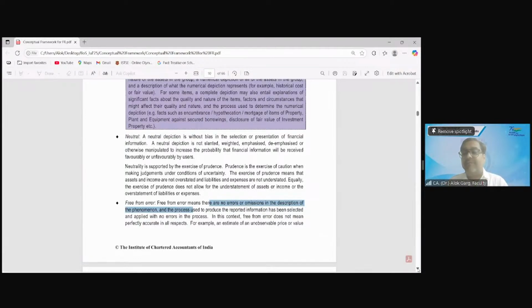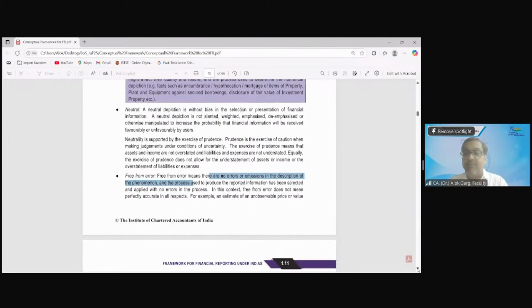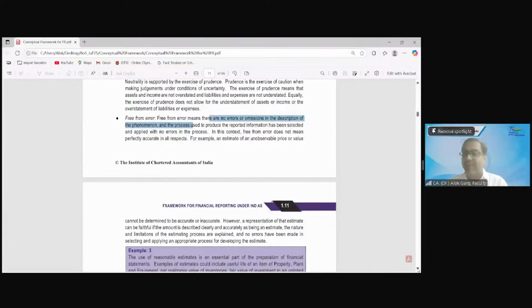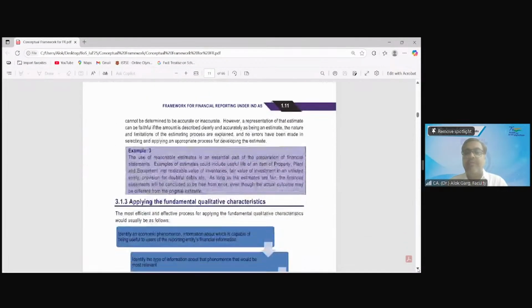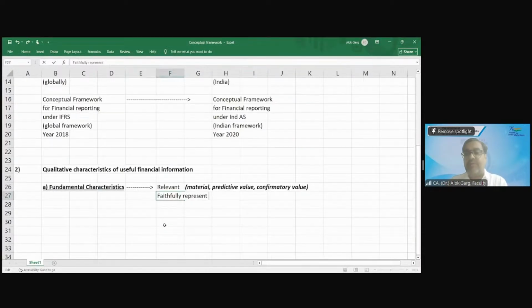So for representing a faithful representation, the information should be complete. It should be neutral, means free from bias, unbiased, and it should be free from error. So what are your fundamental qualitative characteristics? Relevance and faithful representation. And what is faithful representation? The information should be complete, it should be neutral, and the information should be free from error, right?